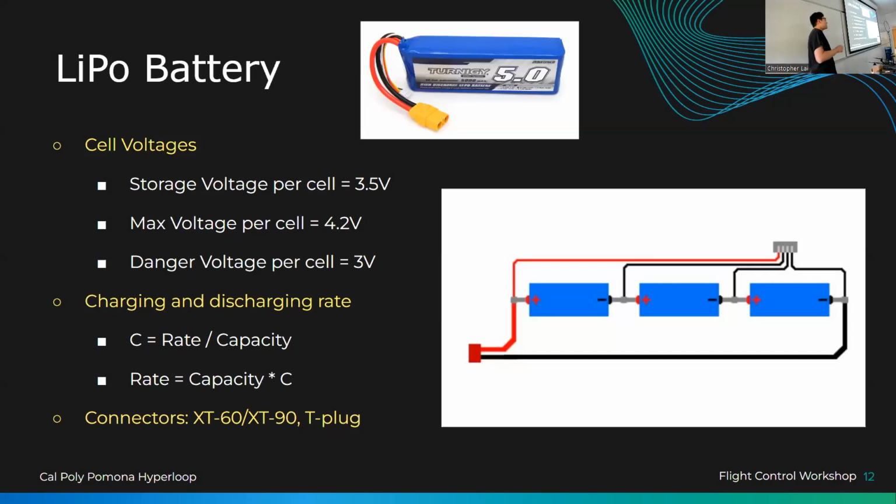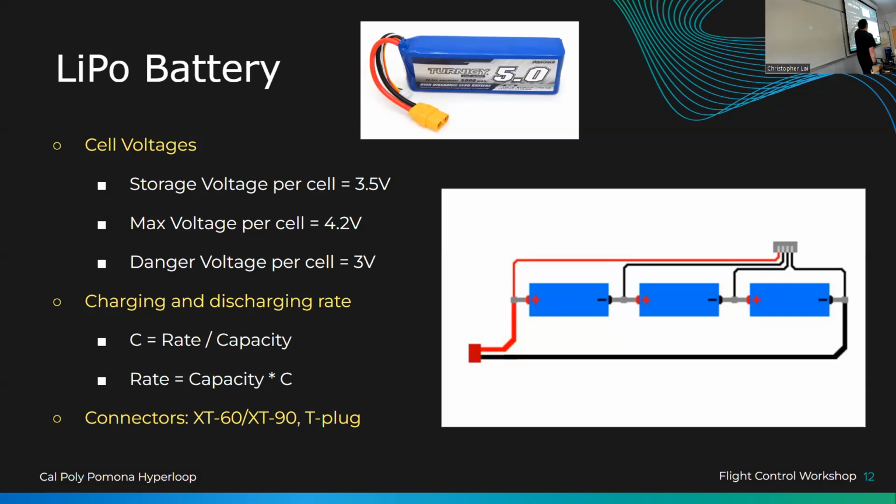LiPo battery. Okay, let's talk about this. LiPo batteries are the essential power. It's kind of like a 9-volt battery, except it's much more powerful, right? It's basically like food for the drone. You gotta feed your drone with food before it can fly, so this is kind of like that, right? It provides a lot of power very quickly to the drone at all times.